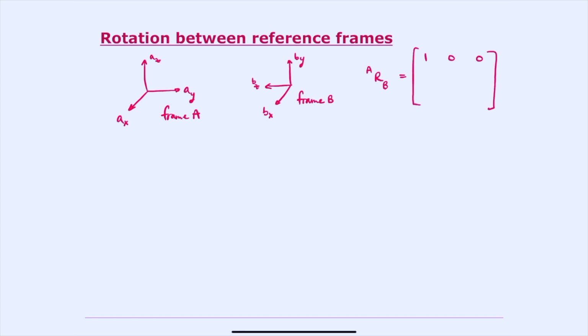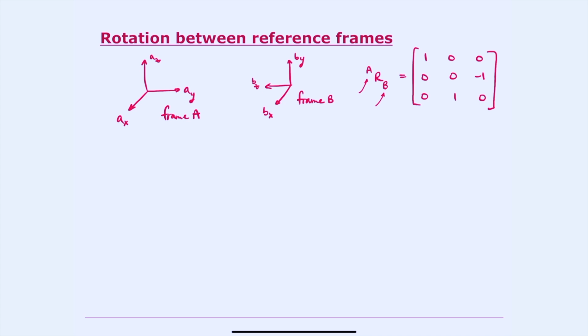The second row, 0, 0, negative 1. And the third row, 0, 1, 0. Now let's take a minute and understand what's encoded within this rotation matrix. First of all, notice that I put a superscript on the left and a subscript on the right. These will help us keep track of what frame we're referring to. You'll see in just a second when we write out the equation that relates vectors expressed in these two frames.